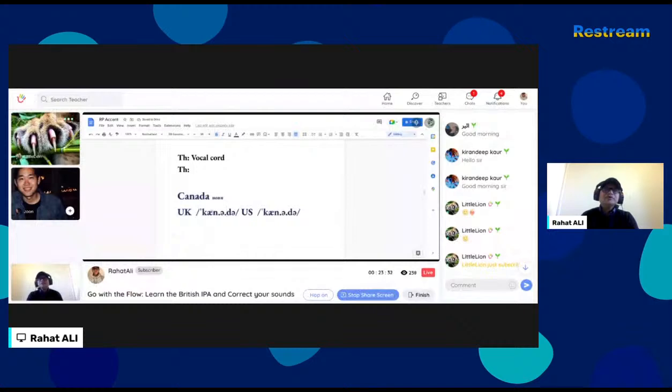That is a diphthong. Diphthongs are sounds where two vowels are connected together to produce a different kind of sound, like in Canada. K-A-N, then there is a dot. If you find a dot, that marks the syllable. How many syllables are there in Canada? One, two, three syllables.